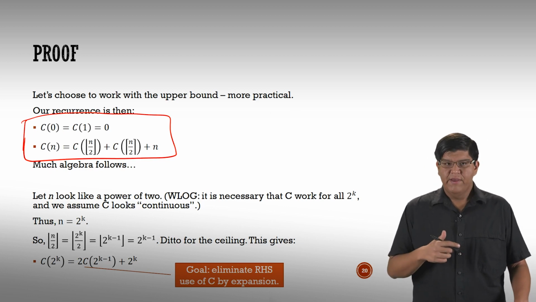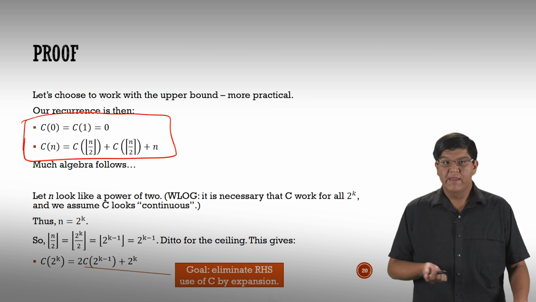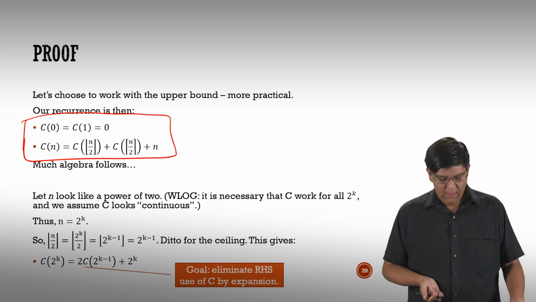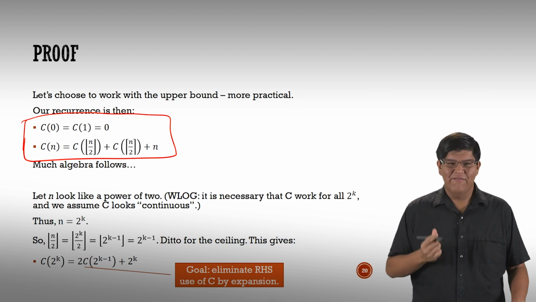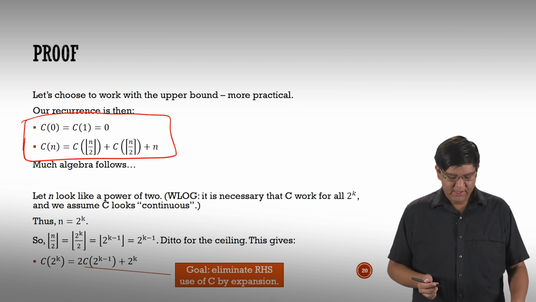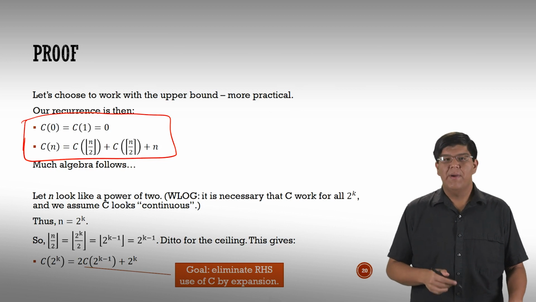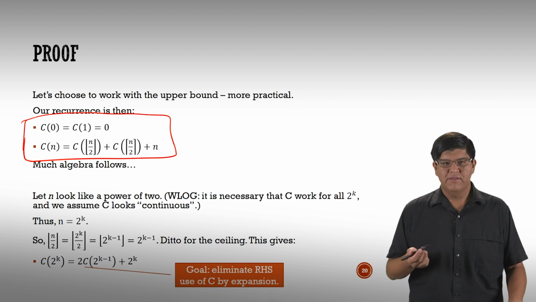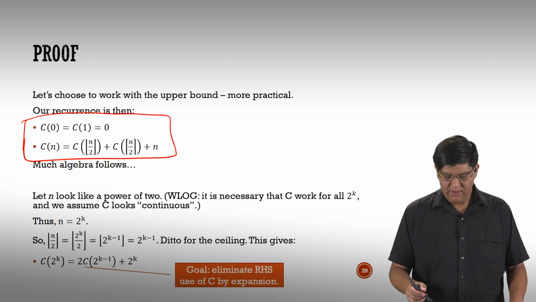My goal is to basically take C of n and get it equal to something that doesn't have another C of n in it. That's my goal. We're going to do a whole lot of algebra here. So first thing, I'm going to start with an assumption: I'm going to say that n looks like a power of 2 number. So it's 1, 2, 4, 8, 16, 32, 64, 128, etc.